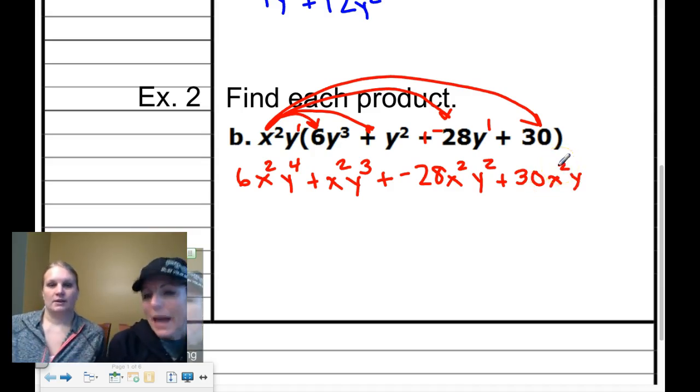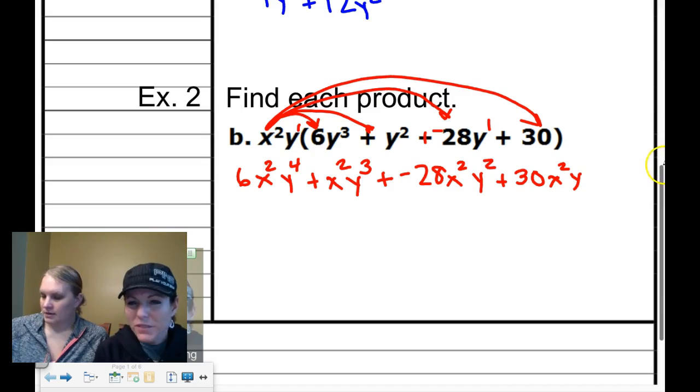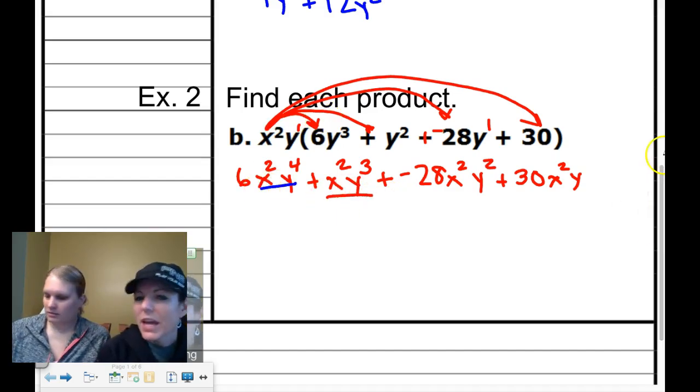Now, before I go on, I look to see, do I have any like terms? So what do you think, Miss Boyd? If we look, do we have any like terms? X squared y to the 4th, there's only 1. X squared y to the 3rd, x squared y squared, and x squared y. There are no like terms.